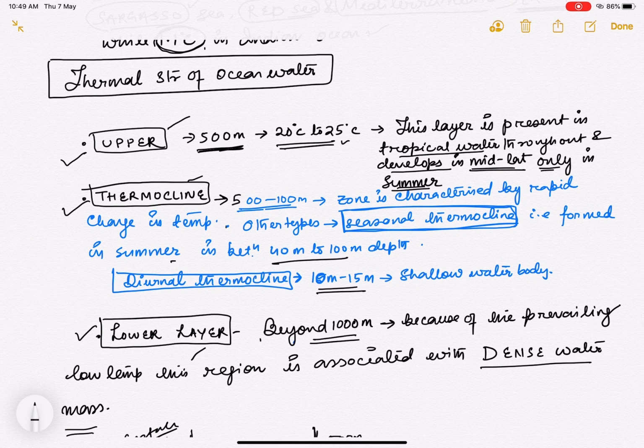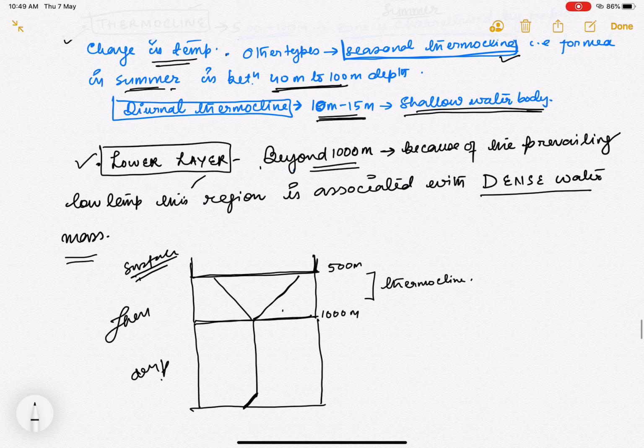Next, we have the thermocline zone. This zone is characterized by rapid change in the temperature. There are also other types of thermocline, such as your seasonal thermocline, which is present at 40 to 100 meters of depth during the summer season. We also have a diurnal thermocline, which is present at 10 to 15 meters, that too in the shallow water body. The lower layer is nothing but beyond 1000 meters. Because of this prevailing low temperature, this region is associated with the dense water mass.